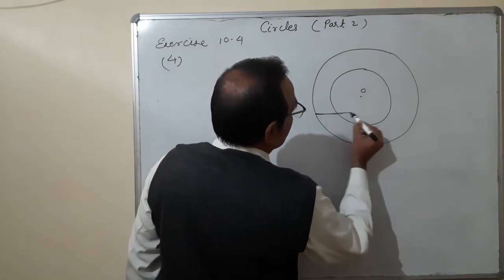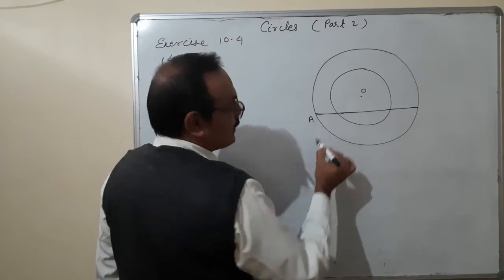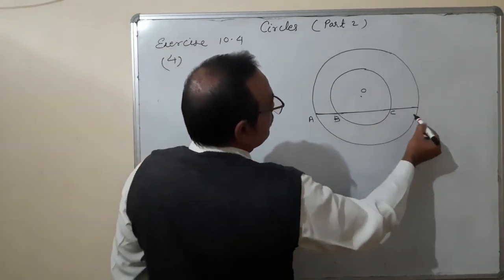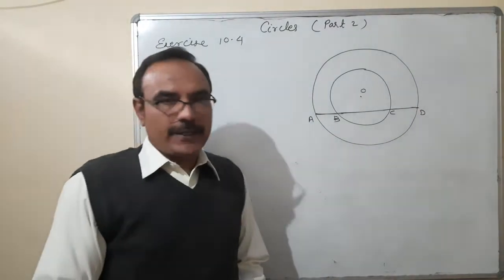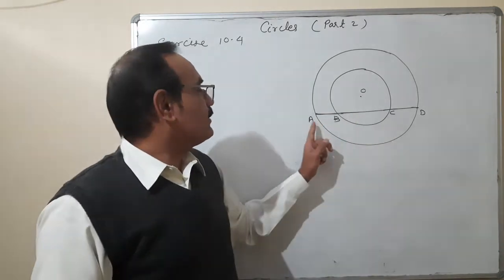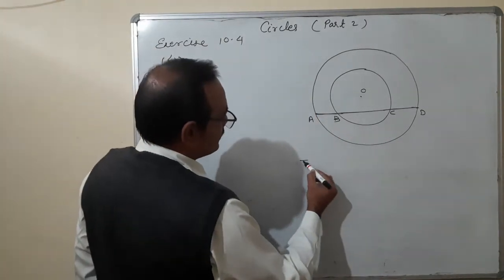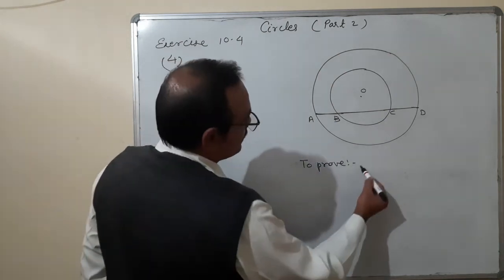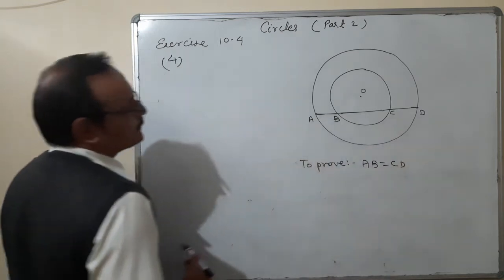And this is the common chord. Can't say common chord, actually A, B, C, D is a line which is passing through both the circles. Okay. Here you can see that in the small circle, BC is a chord, and in the big circle, AD is the chord. And here we are going to prove that AB is equal to CD. This portion we are going to prove.